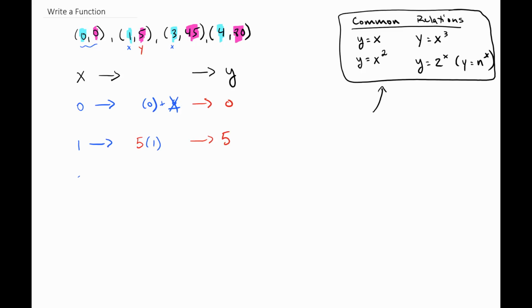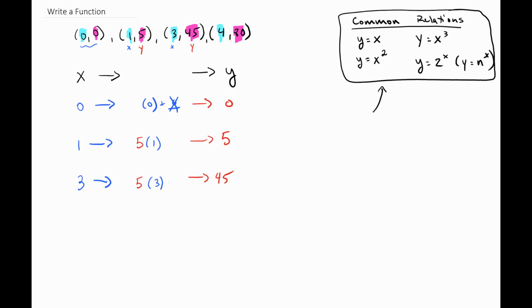So I have an x value of 3, and I'm going to do something to it, and it's going to output a 45. Well, that's already looking like that's probably not going to work. 3 times 5 is definitely not 45. So what am I missing here?